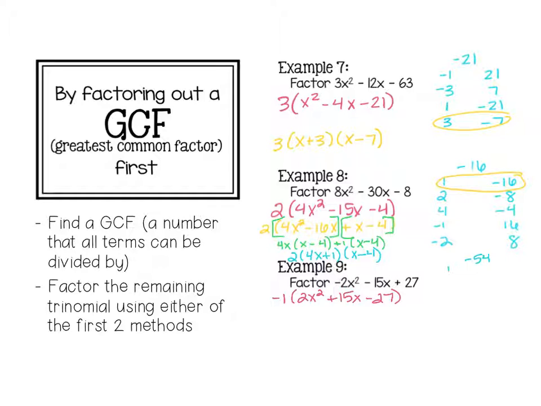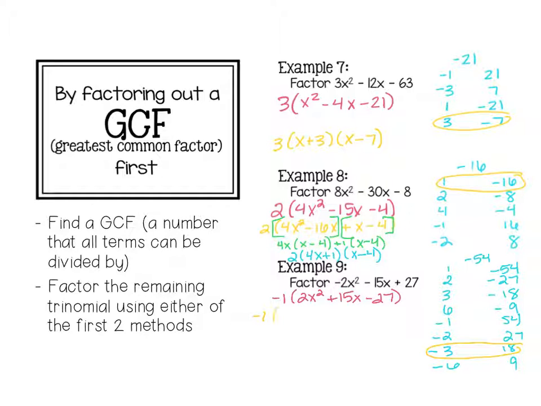And my terms are 1 and 54. I'm sorry, negative 54, 2 and negative 27, 3 and negative 18, or 6 and negative 9. Or I can flip them around and do negative 1 and 54, negative 2 and 27, negative 3 and 18, and negative 6 and positive 9. And I need something that's going to give me positive 15, so that's going to be 18 and negative 3.